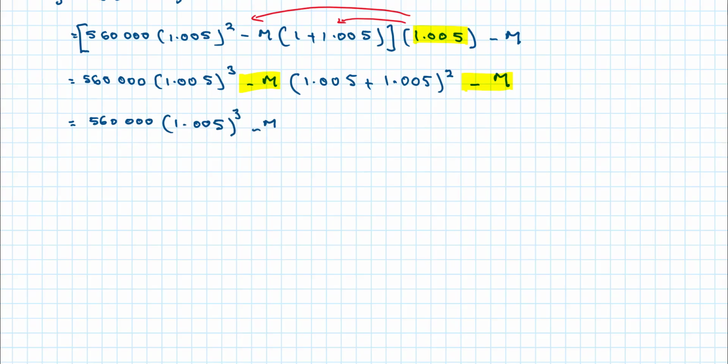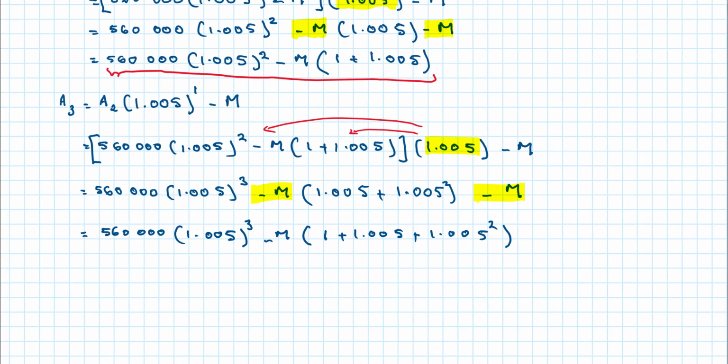If I take a factor of m out, I end up with 1 plus 1.005 plus 1.005 squared. And I can see I've made a mistake in my notation above. Let's just correct that. This squared should be on the inside here. Okay, so hopefully I've established a pattern here.